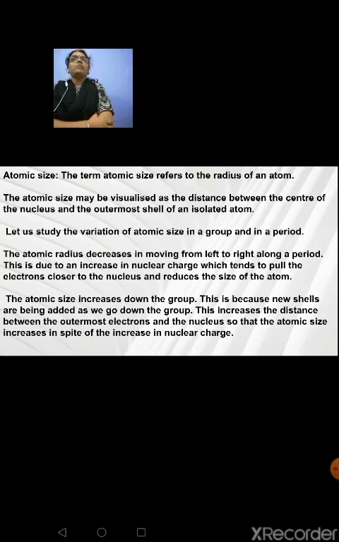So this atomic size will not be the same. Elements belonging to a particular group, their atomic size will keep increasing, because elements falling under one particular group belong to different periods. When they are belonging to different periods, their shell number will keep increasing. When the shell number increases, the distance between the nucleus and the outermost shell also increases. So down the group, atomic size increases, and across a period, the atomic radius decreases, because when moving from left to right along a period, there is an increase in nuclear charge which tends to pull the electrons closer to the nucleus and reduces the size of the atom.